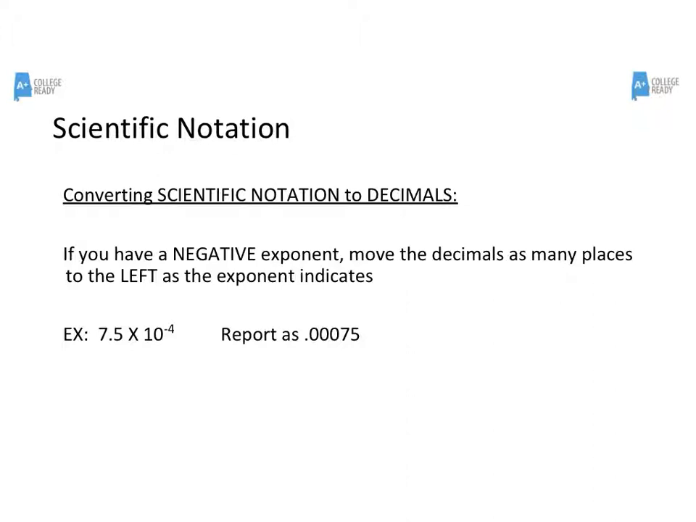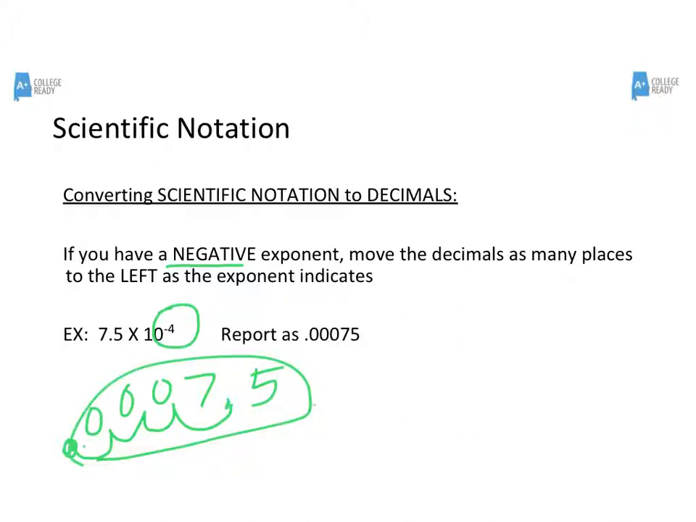So let's now convert scientific notation to decimals. If you have a negative exponent, move the decimal as many places to the left as that exponent indicates. So I'm starting with 7.5. I have a negative 4 exponent. I'm going to move that decimal 4 places to the left. 1, 2, 3, 4. Decimal goes here. 1, 2, 3. And so my number will be.